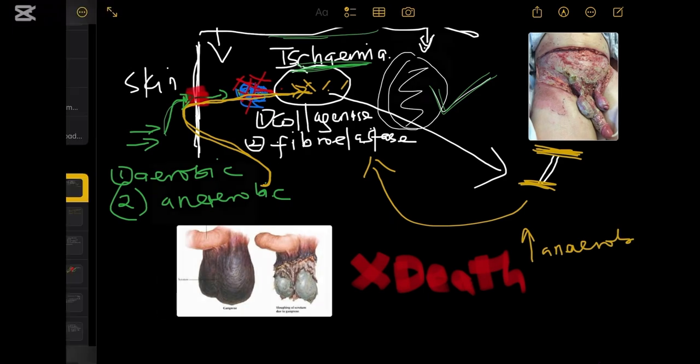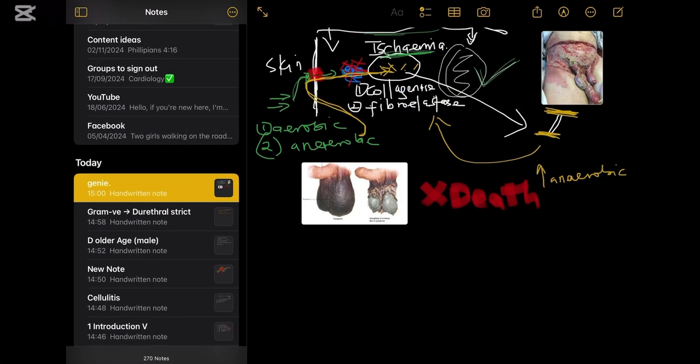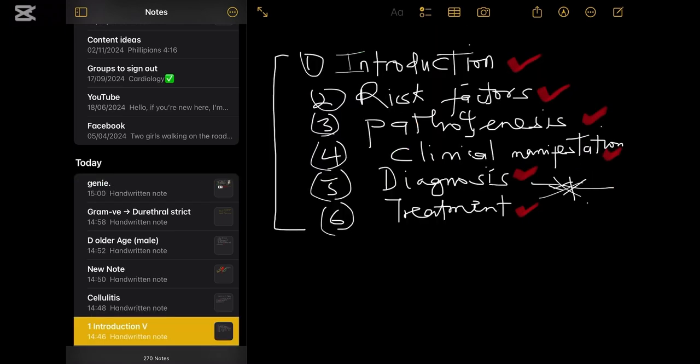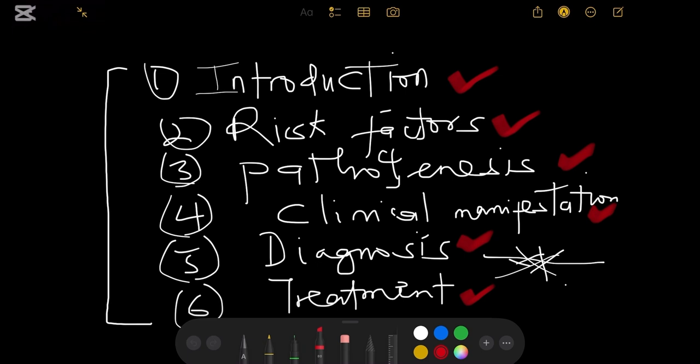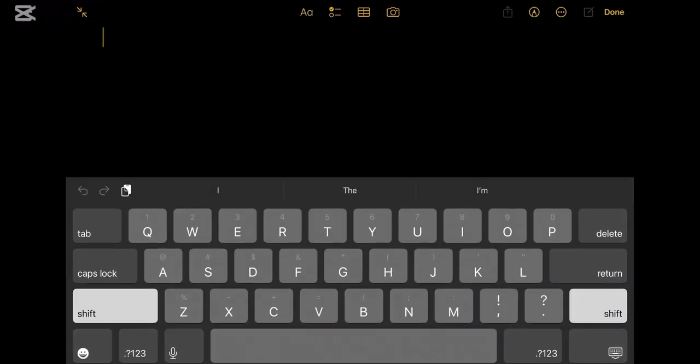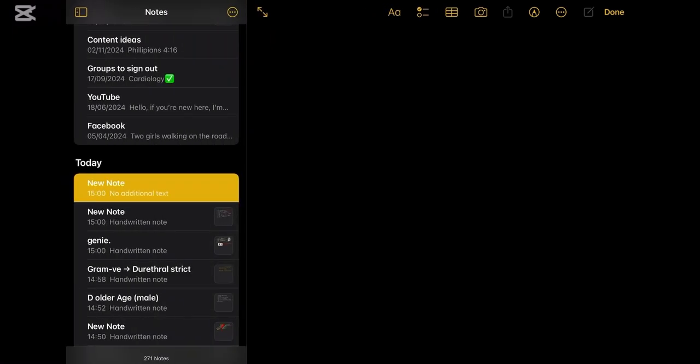Okay, so now having said that, let's go back to our outline. We are done with our introduction. We are done with the risk factors. And we are still under pathogenesis, right? I've not really explained the pathogenesis very well. So now this is what happens. Back to where we were.